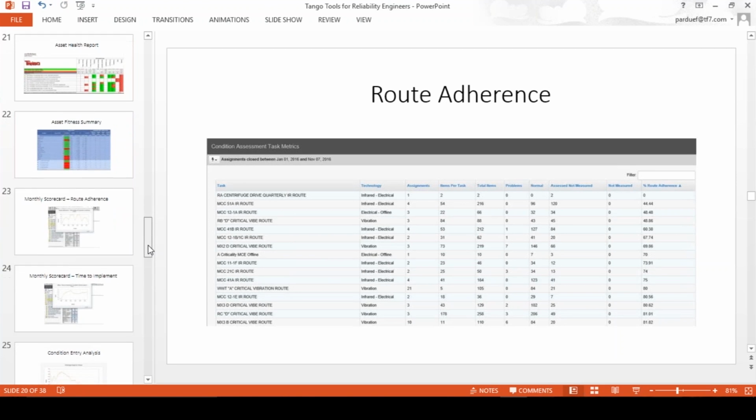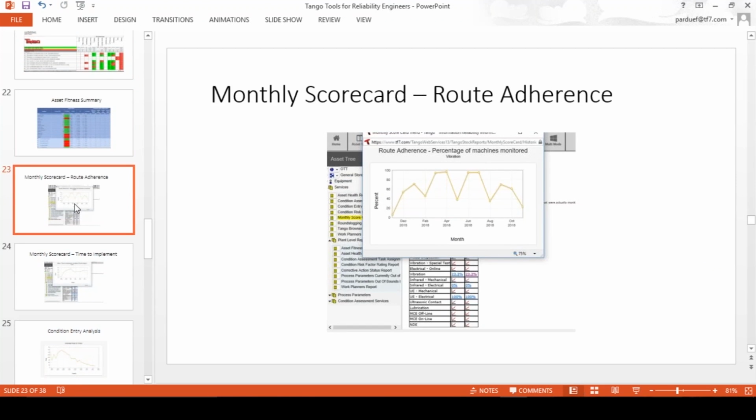While we're thinking about routes, let's talk a little bit about route adherence or route compliance. The same sort of thing is true for the routes. Just in general, how many of the routes did I run on time? I've got a route that's supposed to be run for October. Did I get it in October, or did I slip? Did the October route slip into November, or am I not going to do it at all for various reasons? This particular report is on a monthly scorecard. It's route adherence, and as you can see, this is for several months. It's telling me some months I was at 100% and some months I wasn't.